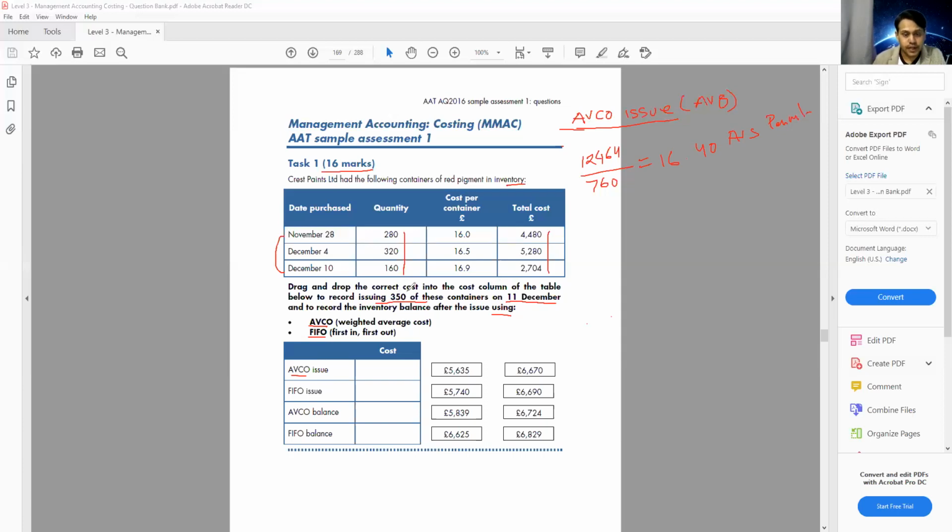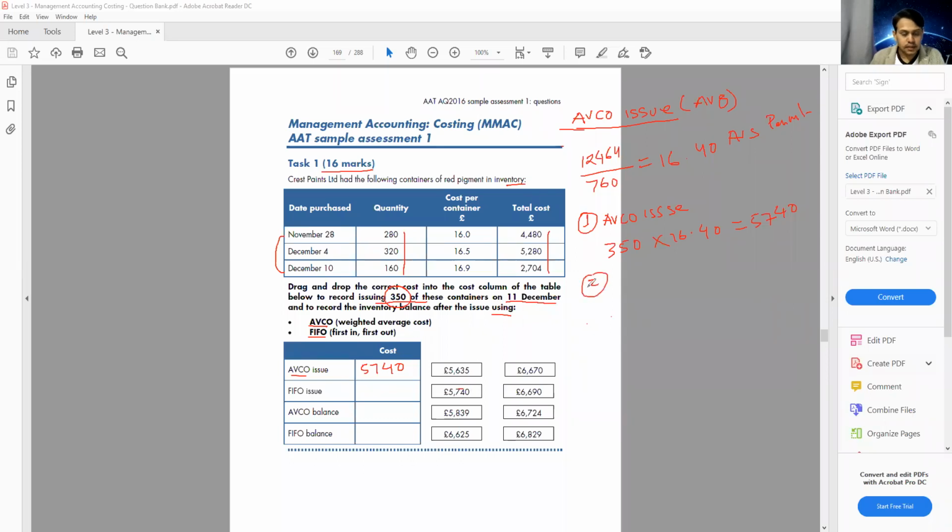How many units am I going to issue? 350, isn't it? So let's do the first one, number one, AFCO issue. We say 350 units, and per unit it will be 16.40. My total value for the issue will be 5,740. Basically in the exam we have to put it from here, but we want to check if we have anything not here. You can see here 5,740, this is the answer for the first one. All you need to do is drag it and drop it on the right box.